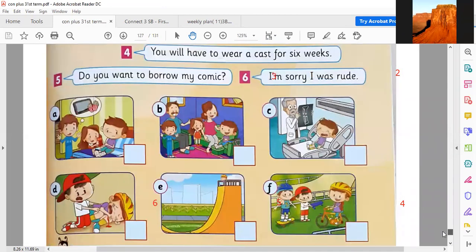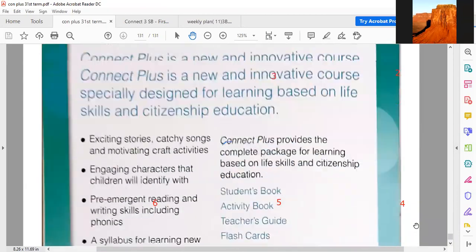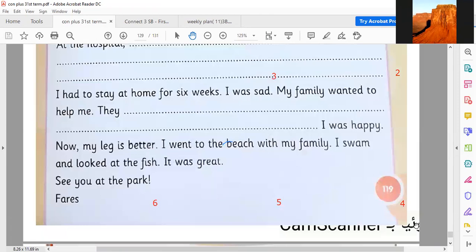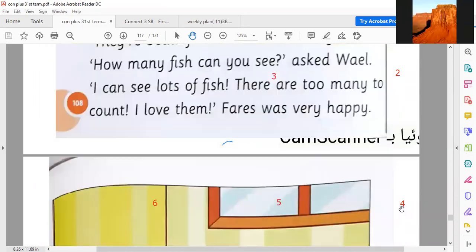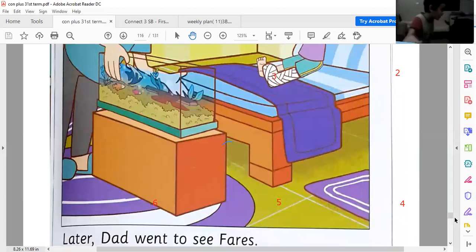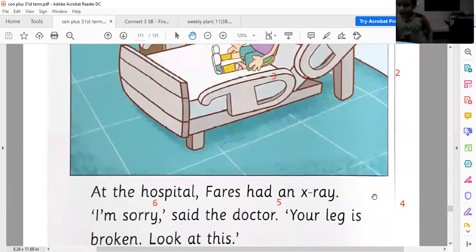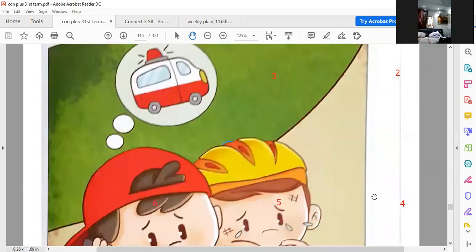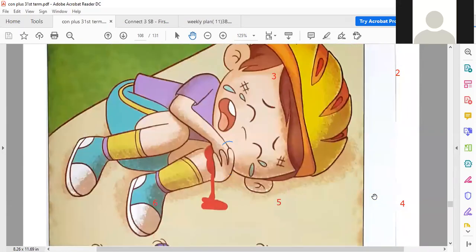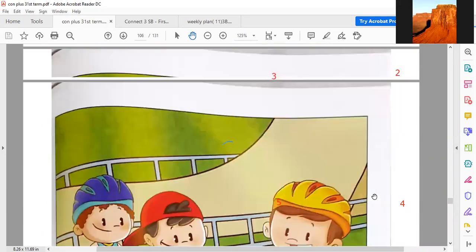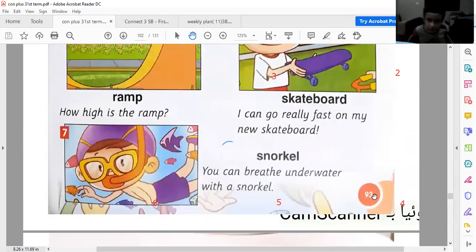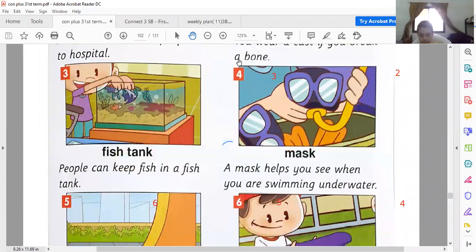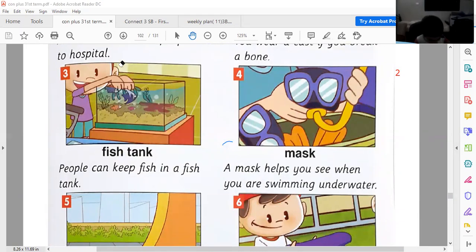Page 93 in Connect Plus. Story? Connect Plus or Connect? I love the story. Connect Plus. Okay. Page number 93 in the story. Yes, page 93. Okay.